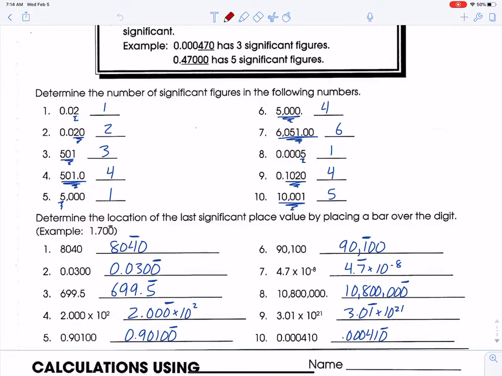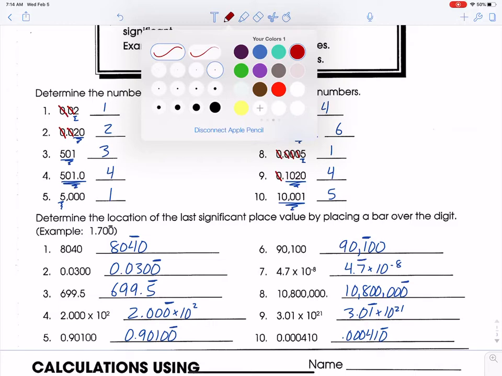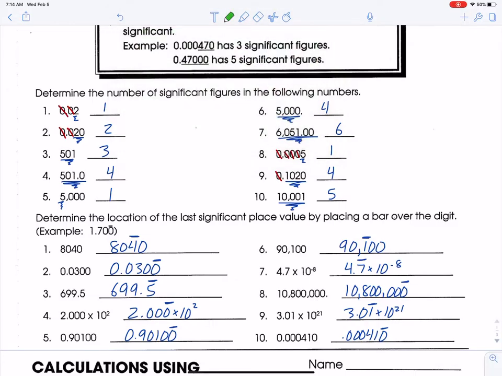Looking at our first 1 through 5, remember that zeros that come before non-zero numbers don't count. So these 2 zeros don't count. These 2 zeros don't count. These over here in number 8 don't count. This one doesn't count, right? They all come before non-zero numbers, and so those zeros don't count towards anything. So this just gives us 1 sig fig.